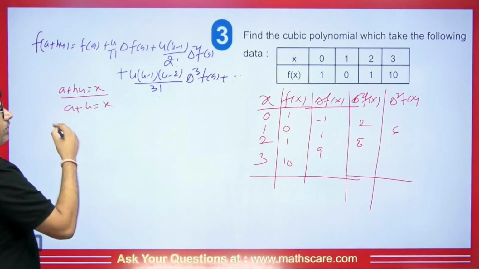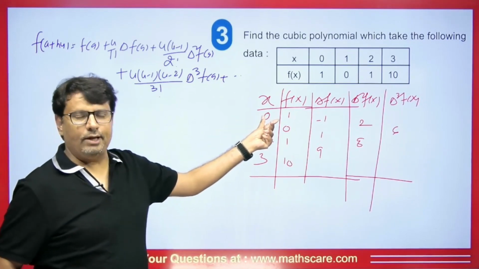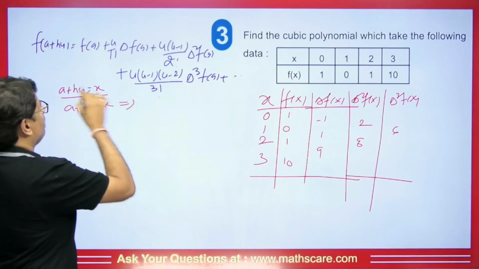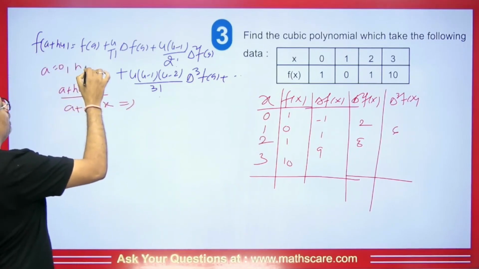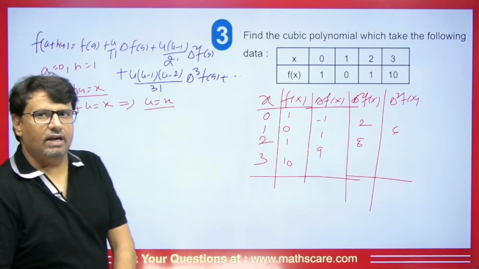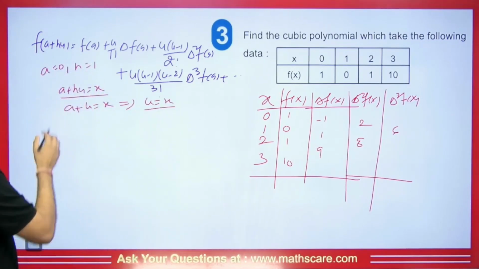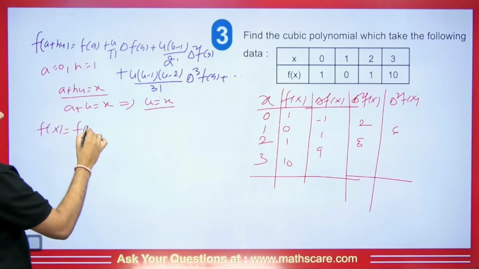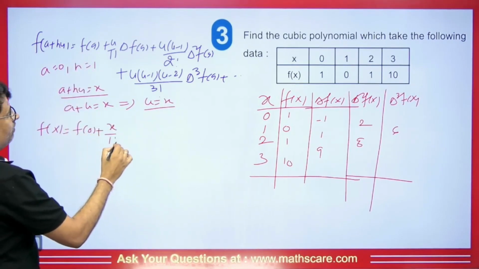And here I will take the base as 0. Now what should I take a as? I am assuming a is 0, because we take the base here as 0 and h we take as 1 here. So here the value of u we have is x, right? So what will we do? We will keep this value. So this will be f(x) equal to, a we are taking 0, f(0) plus x divided by 1 factorial.